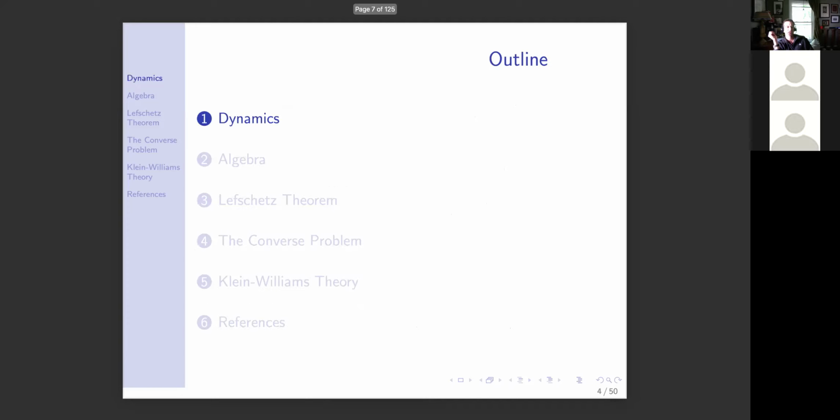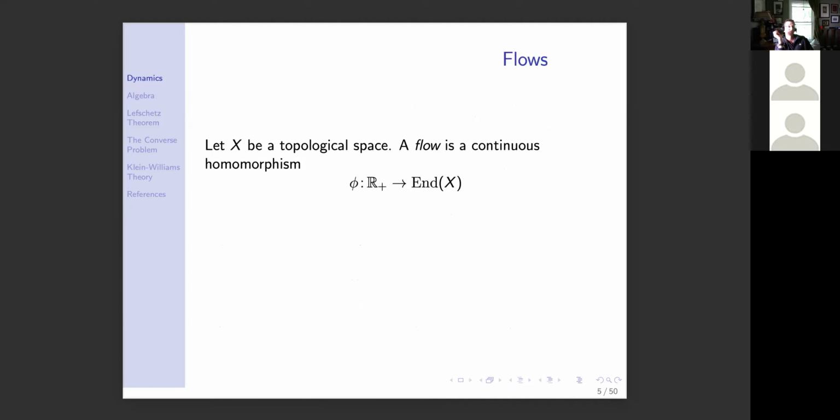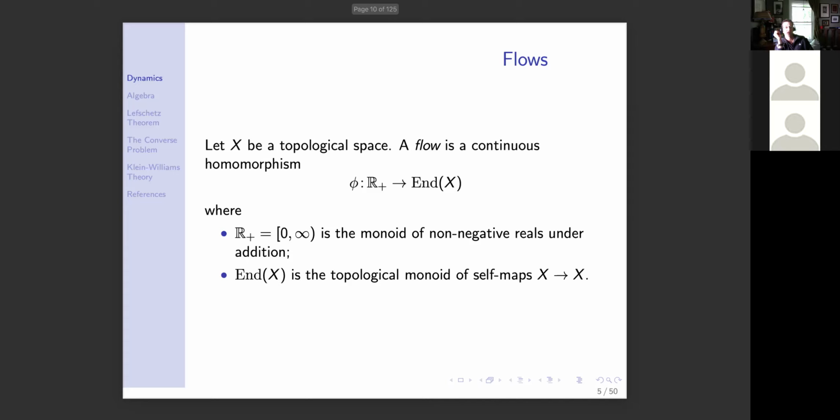So let's get started. The first part of this talk is largely a little bit of motivation. Fixed point theory, which I will define, really arose from differential equations. Differential equations is the study of flows. Solutions to differential equations are flows. And what is a flow? Well, in the most abstract sense, it's a continuous homomorphism from the monoid of non-negative real numbers under addition to the topological monoid of self-maps of a topological space X.